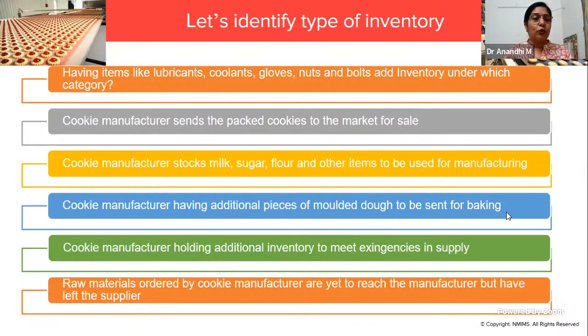You are right. So the last one: raw material ordered by a cookie manufacturer is yet to reach the manufacturer but has left the supplier. Correct. In transit inventory, it is inbound in transit inventory. Correct. Ankit, you are exactly right. Perfect. So it is inbound in transit inventory. So good. Well performed, all of you.